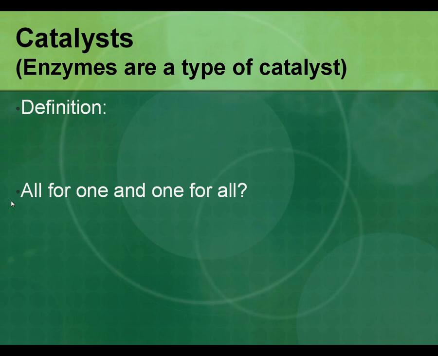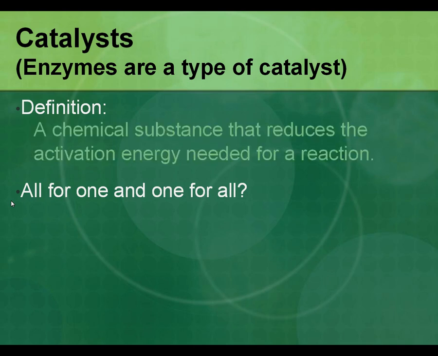So how do we overcome this? How are we actually surviving if we can't even manage to consume enough to overcome the activation energy needed to run our chemical reactions? The answer is a catalyst. It's important to know that an enzyme is a type of catalyst. The definition of a catalyst, and therefore an enzyme, is a chemical substance that reduces the activation energy needed for a reaction.